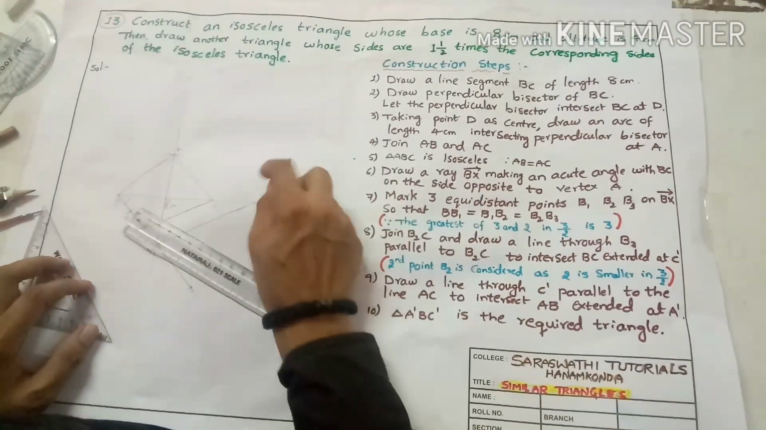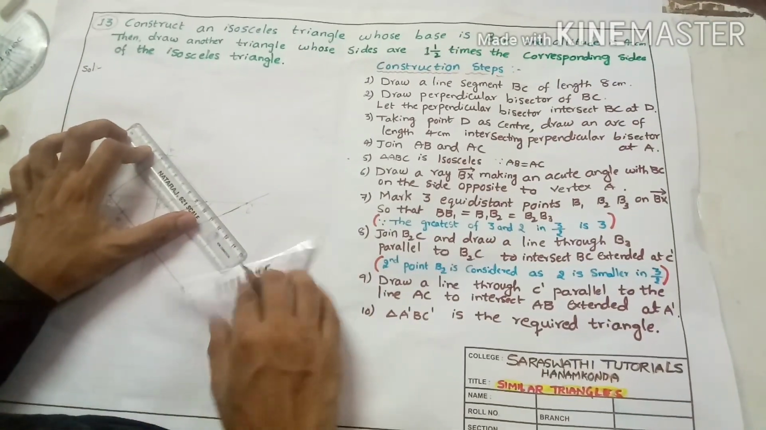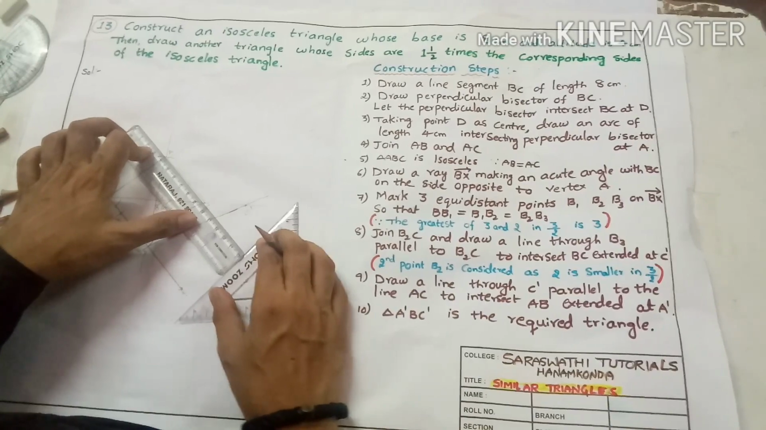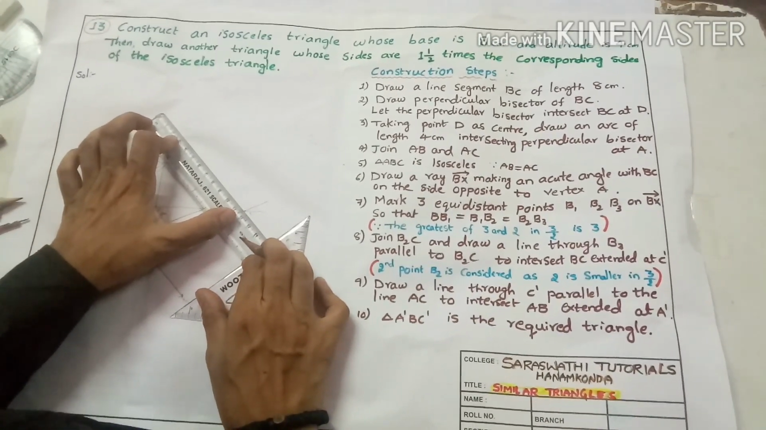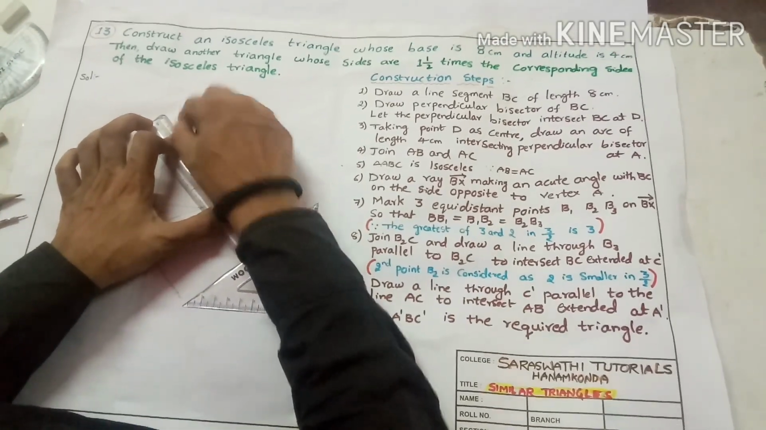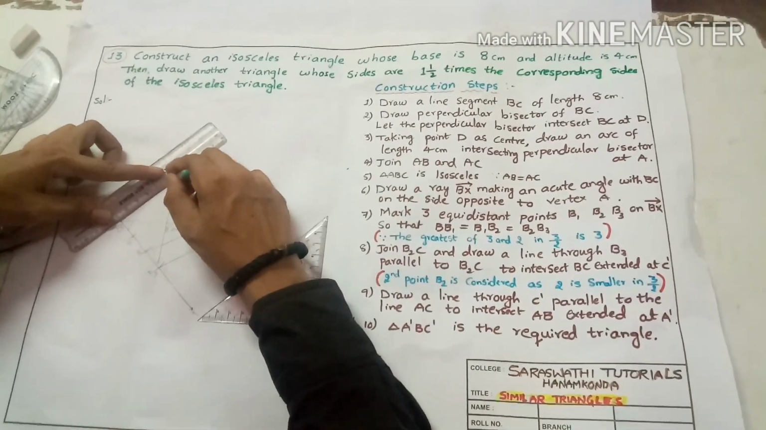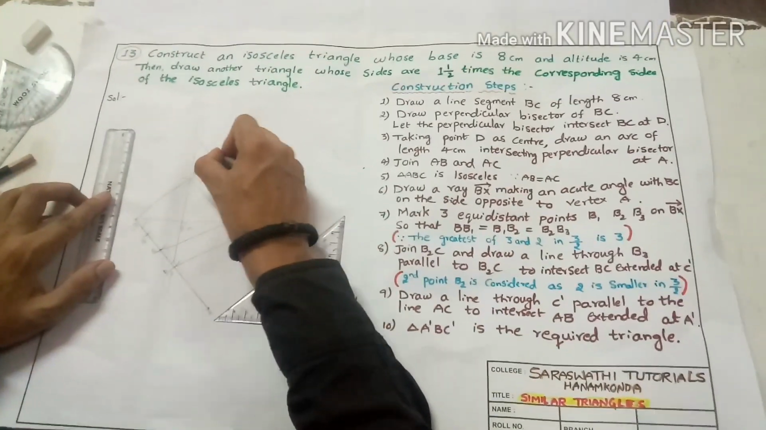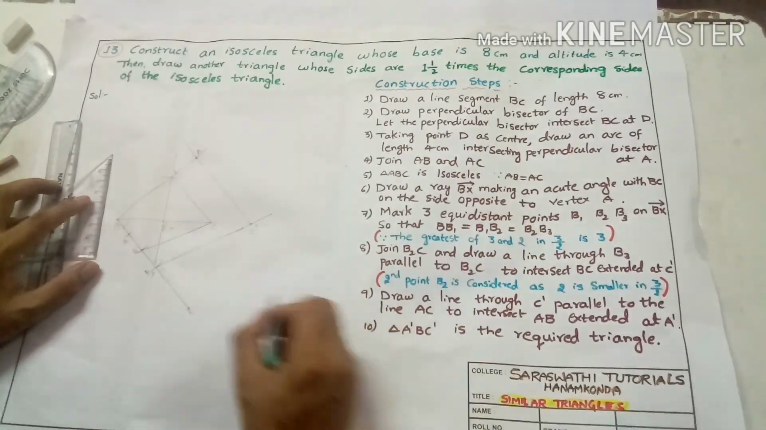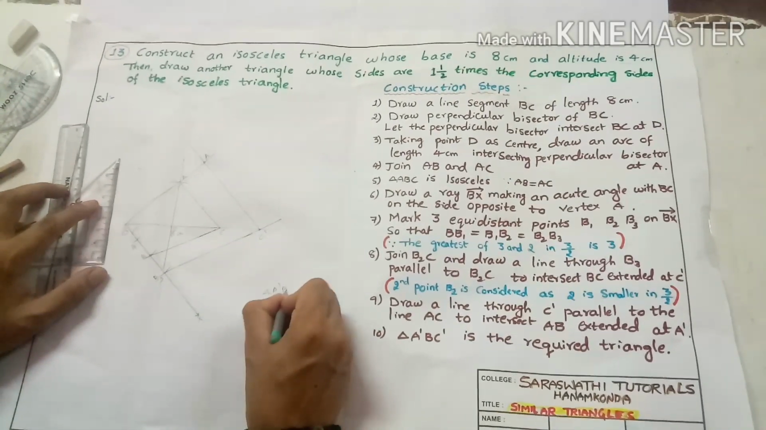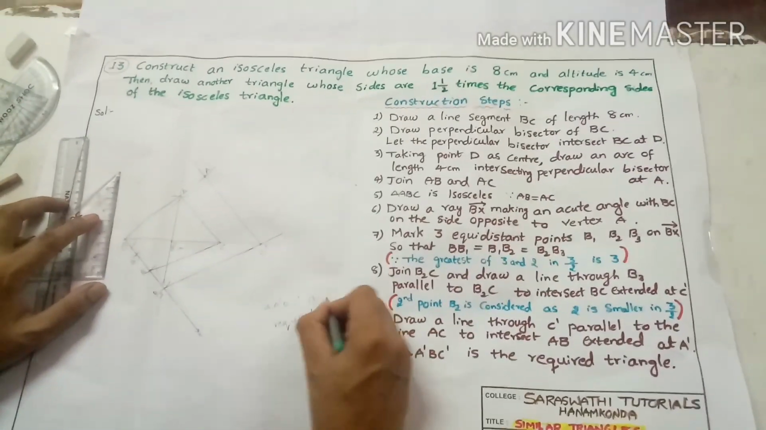Again through C dash draw a line parallel to AC. If we place the scale on AC, through C dash draw a line parallel to AC. This line drawn through C dash meets BA extended at A dash. So A dash, B, C dash is the required triangle. Triangle A dash, B, C dash is the required triangle.